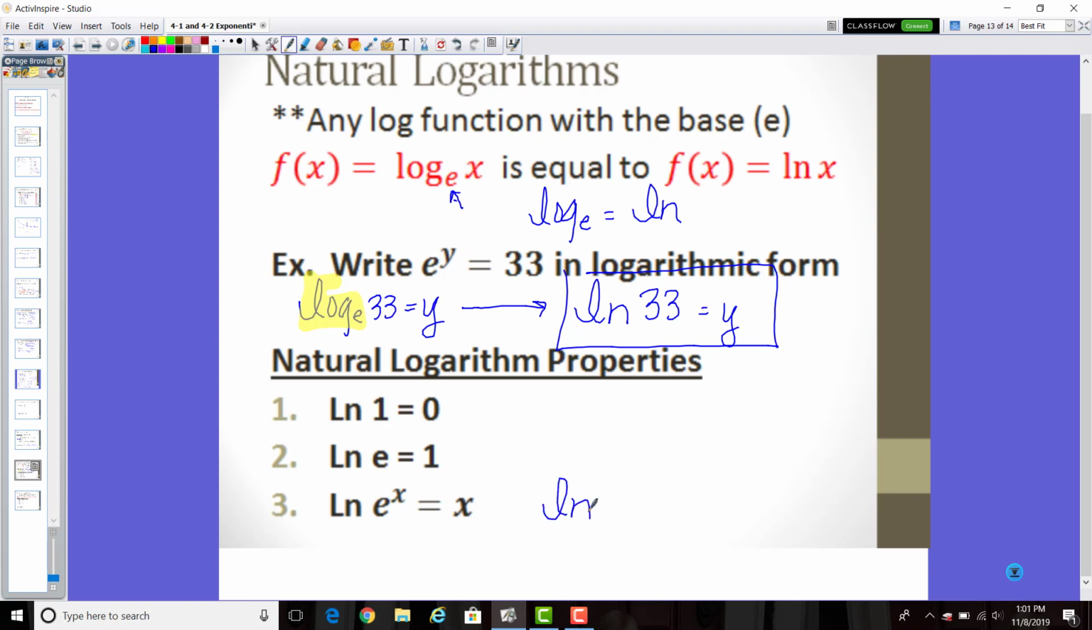So what will that look like? Say I have the natural log of e to the 10th power. Well, if natural log of e to any power of x equals that power of x, then this will have a value of 10. So the natural log of e to the 17th power would equal 17.